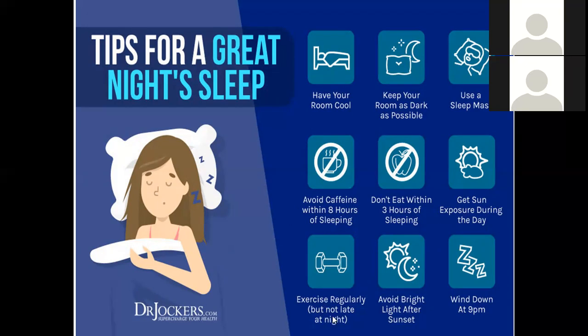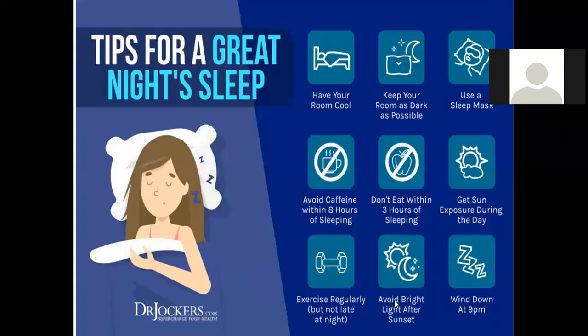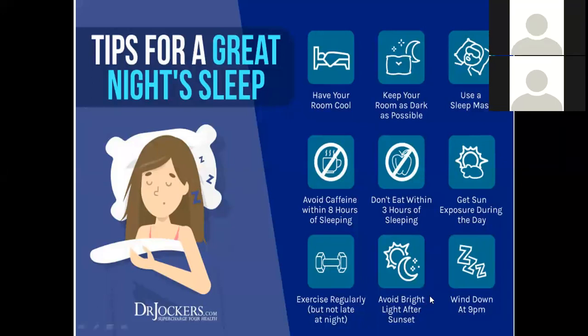And then exercise regularly, but not too late in the night, but do some exercise. Avoid bright light after sunset. I'm actually going to invest in some dimmer lights in my house. That's one of my dreams while I'm doing this business. And then wind down at 9 p.m. It isn't yet 9 o'clock, but we are hoping that by 9 we'll be winding down. So yeah, those are some hints of lifestyle factors.